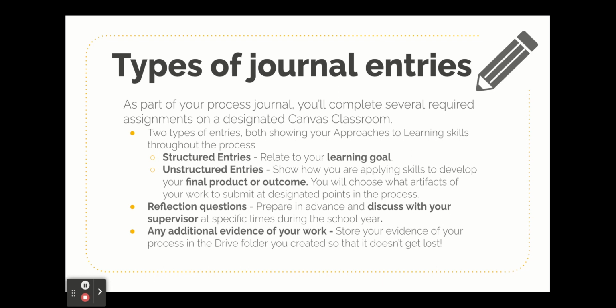Unstructured entries are your opportunity to show how you're applying skills to develop your final product or outcome. This will look different for each student depending on the kind of project you're pursuing. The third kind of entry are reflection questions. These are questions that you'll discuss with your supervisor at particular points in the process. You should prepare them in advance and discuss them with your supervisor at your meetings.